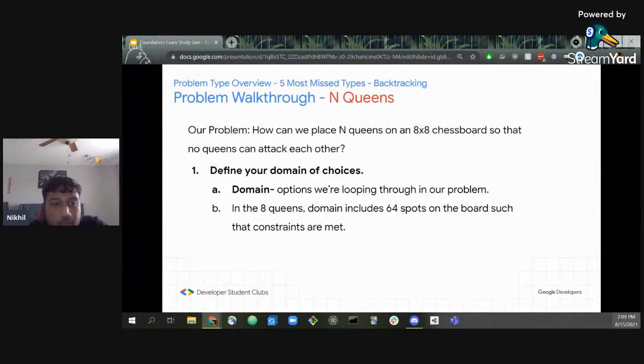So let's start with step 1. With this problem of placing 8 queens on an 8 by 8 chessboard, we want to define our domain. Our domain would include looping over all 64 spots on the board such that the constraints of the problem are met. You would do so by taking it row by row or column by column, and then you would evaluate each subproblem and decision-making point to navigate to the final solution.